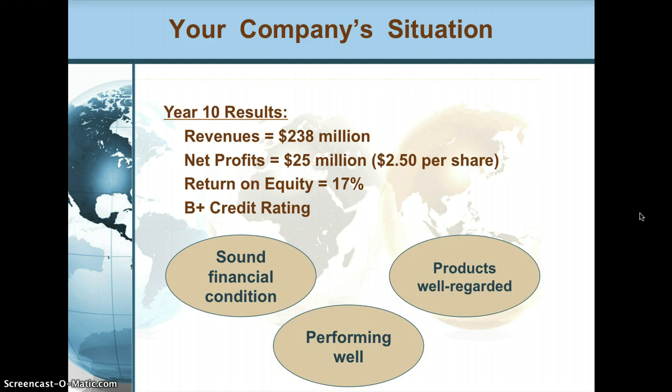The company had year 10 revenues of $238 million, net profits of $25 million, which equals $2.50 per share, and return on equity of about 17%, and a solid B+ credit rating. Your company is in sound financial condition and is performing well, and its products are well regarded by the buyers of the athletic footwear.